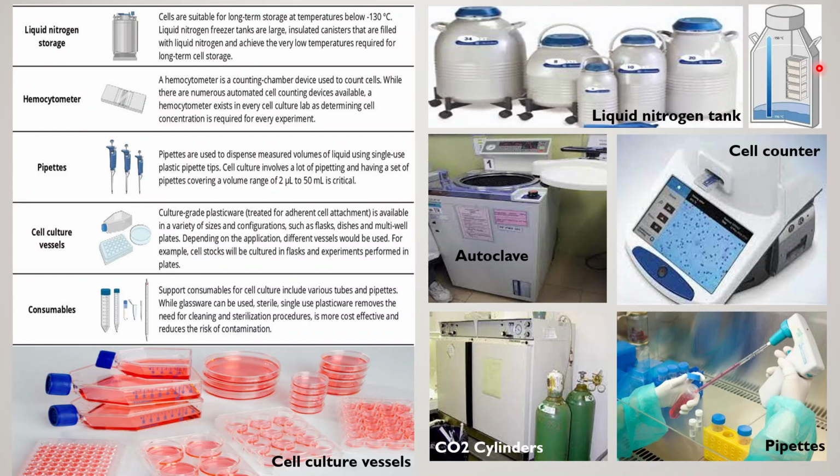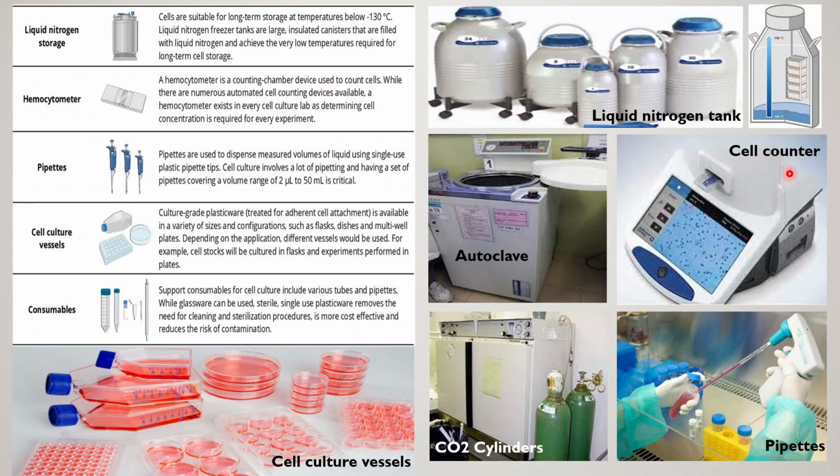Then we have a hemocytometer, which is a counting chamber or device used to count the number of viable cells that you have. At our lab we have an automated cell counter. We do not use a hemocytometer. This was used previously, but now we have an automated cell counter.